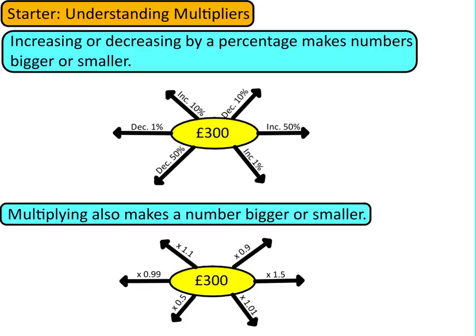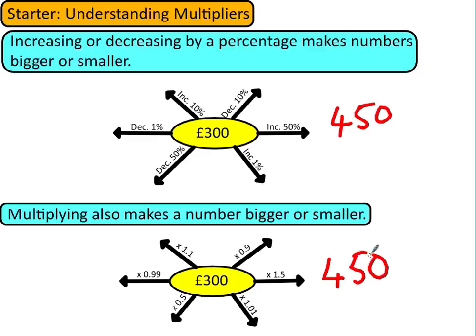So first of all, let's just look at, if we start with £300, if I was increasing it by, let's just say 50%. Now, obviously 50% of 300 is 150. So if I increase it by 50%, I'm going to have 450. Now, that is exactly the same thing as doing 300 multiplied by 1.5. These things have an equivalent relationship. So increasing by 50% is the same as multiplying by 1.5.